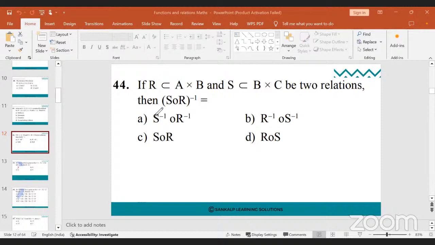So what will be the answer? Option B. Yes, exactly. It is nothing but the reverse of the composition, and the inverse will be taken for the individual ones. That is R inverse composition S inverse. That is the answer. Option B is the correct one.